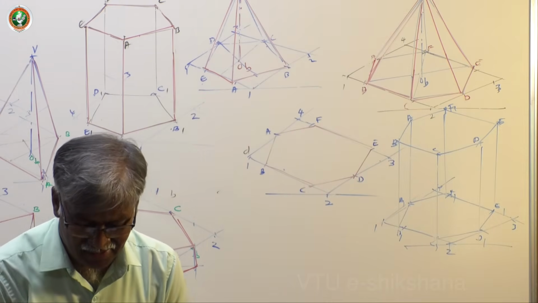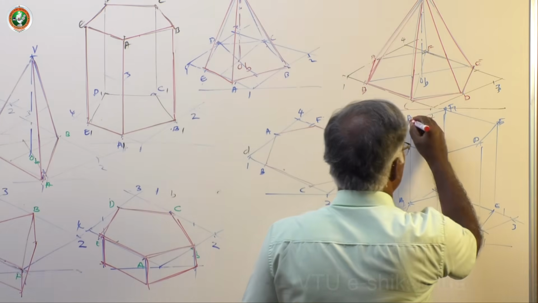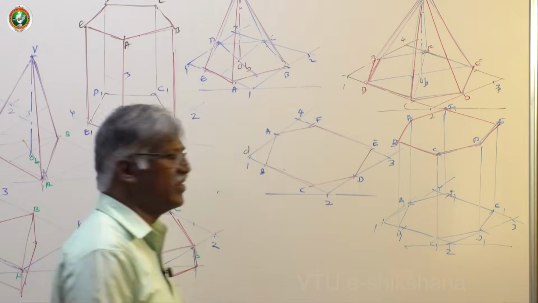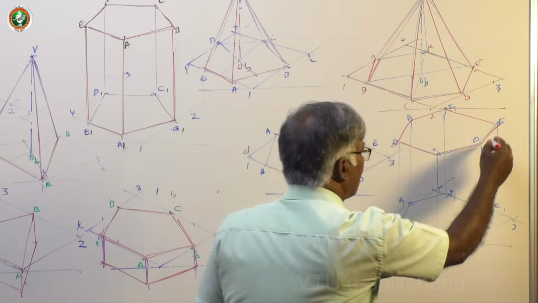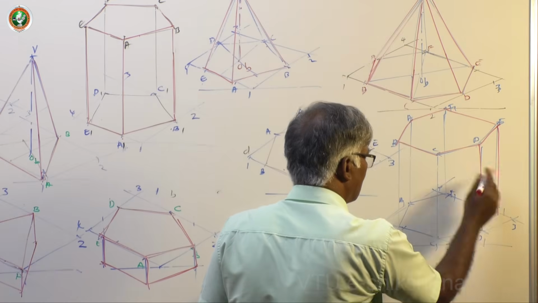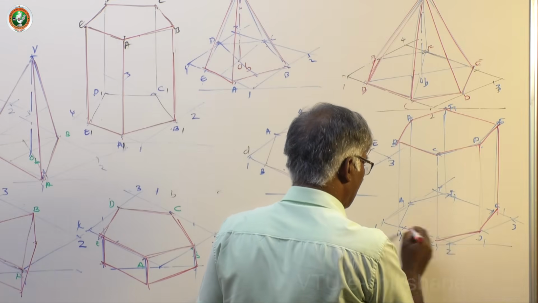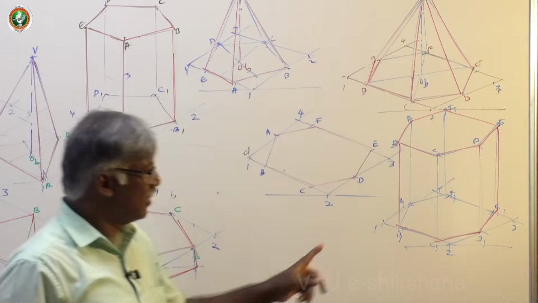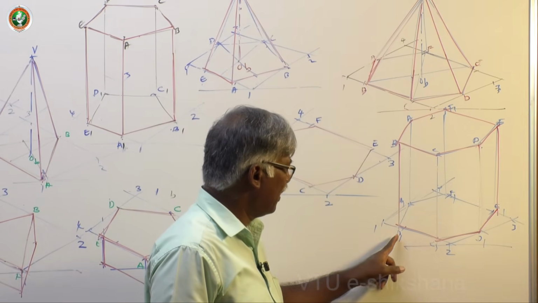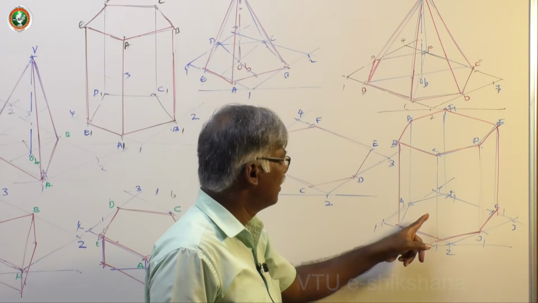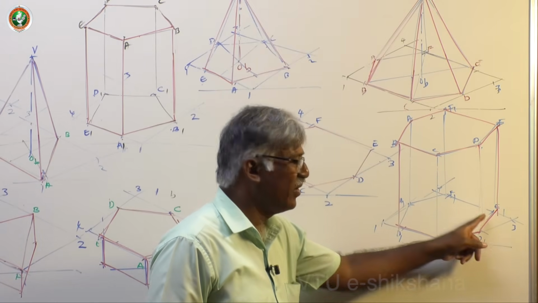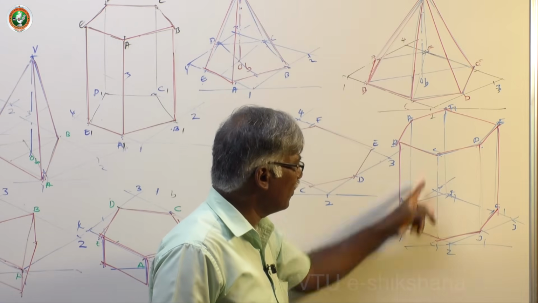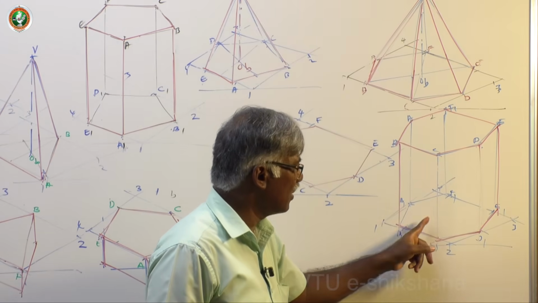So, visibility is again the same type. The top face is visible. Boundary lines are completely dark. Then how to complete the remaining lines? Base edges A1D1 in this case, F1A1, F1E1 are not visible. That means for the invisible surface, whatever lines are crossing that surface are visible.